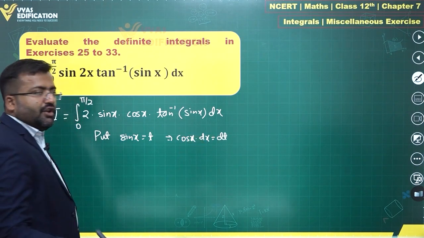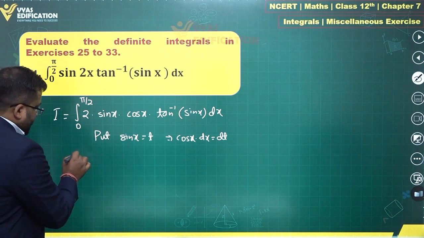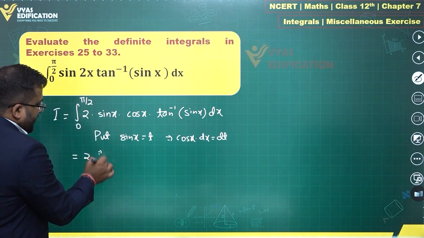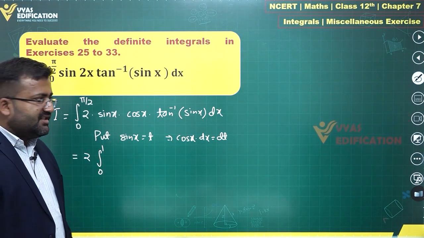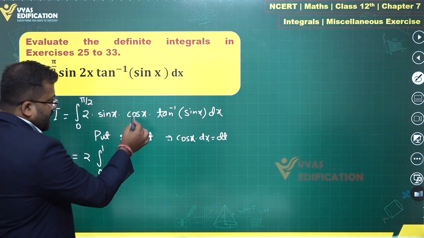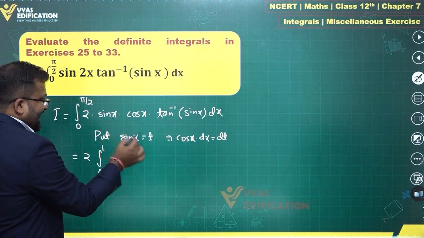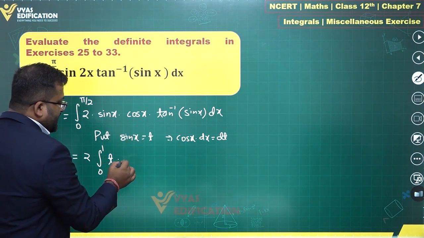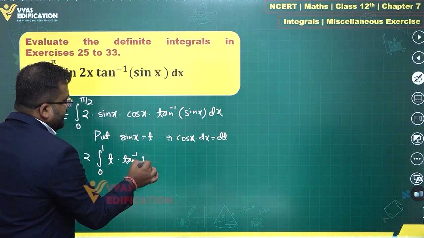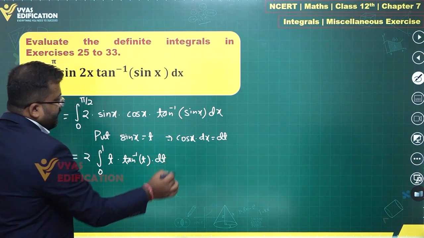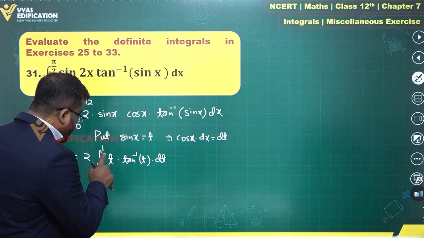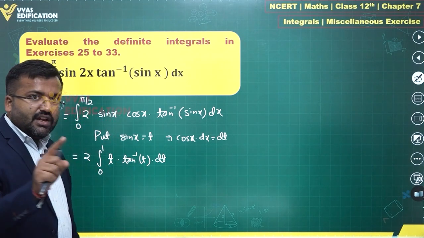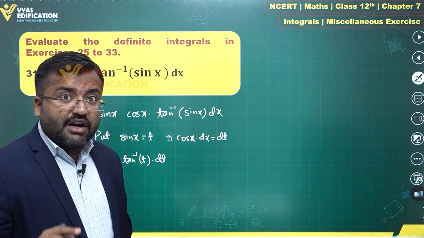Lower and upper limits will not be difficult with sin x. The 2 comes out of the integral. sin 0 is 0, sin pi by 2 is 1. Those are the lower and upper limits. Cos x dx becomes dt, sin x remains t, and tan inverse sin x will be tan inverse t. This is dt. At this stage you realize this is t times tan inverse t, and we can apply integration by parts on this.